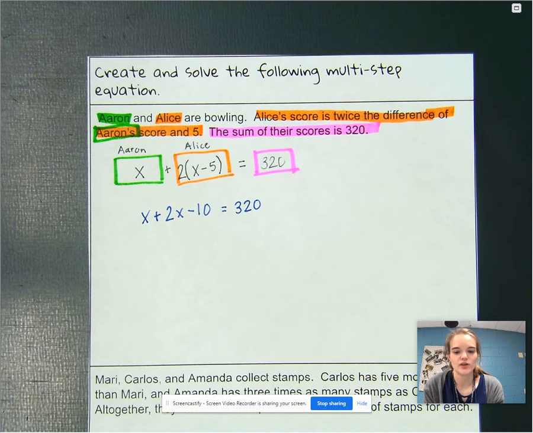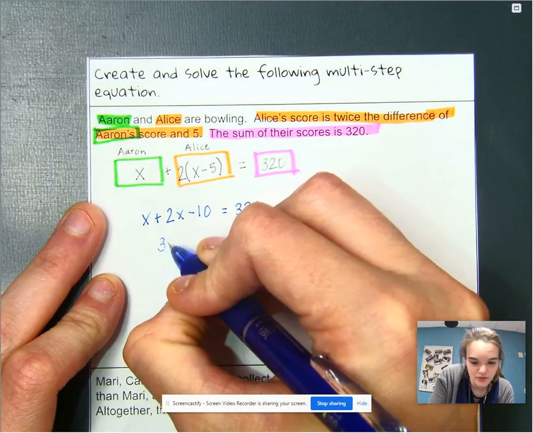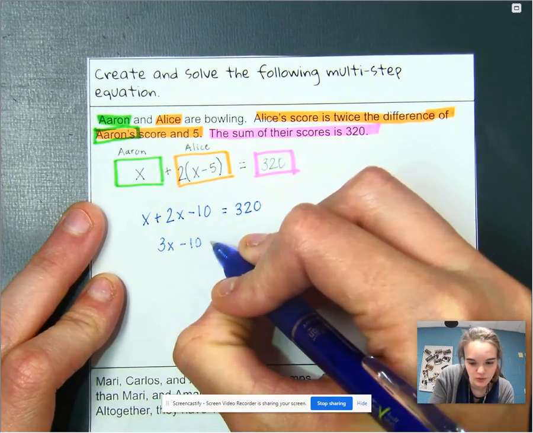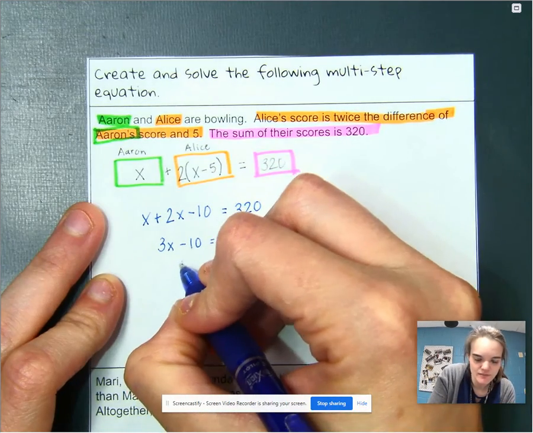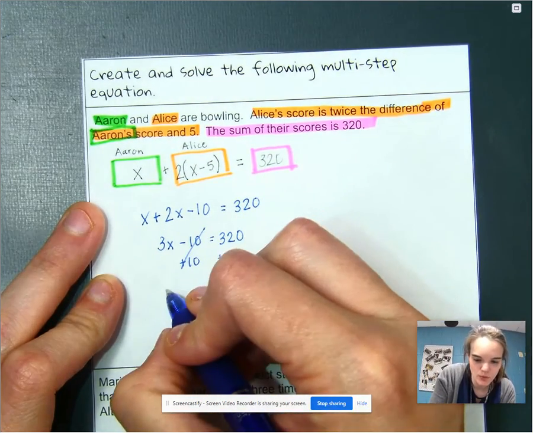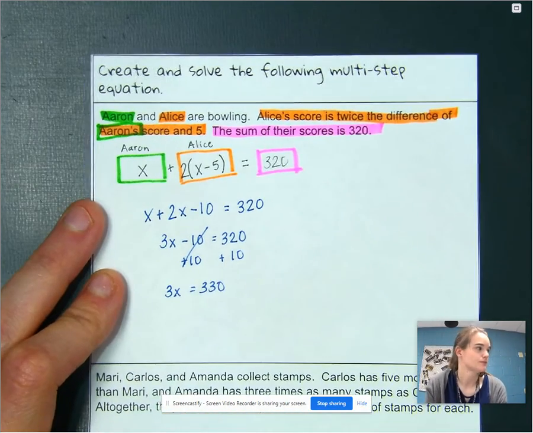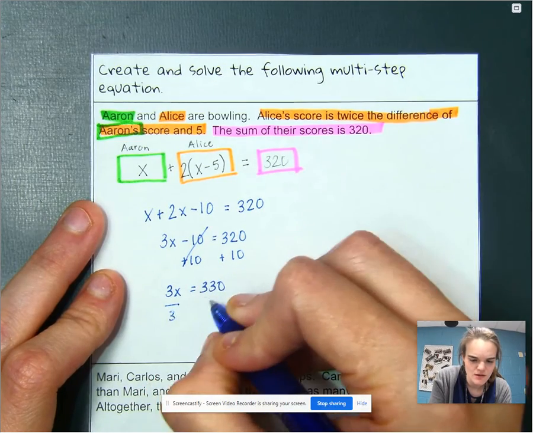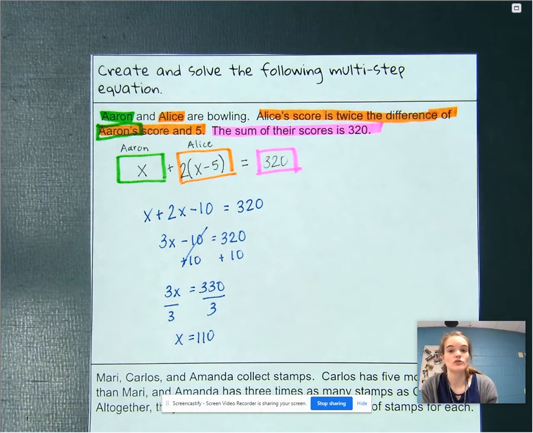Now, this has variables on the same side. So I have X, which is just 1X, plus 2X. So that's 3X minus 10 equals 320. Okay. Then add 10. So 3X equals 330. Divide by 3. And X equals 110.